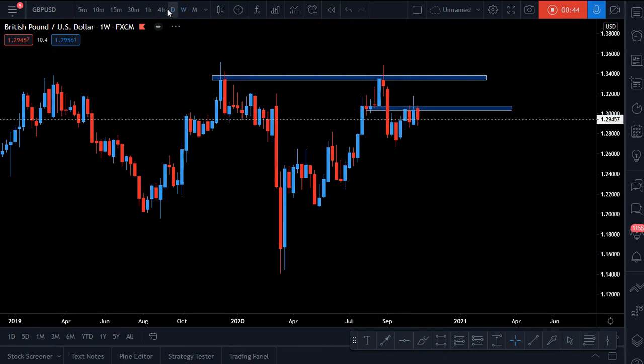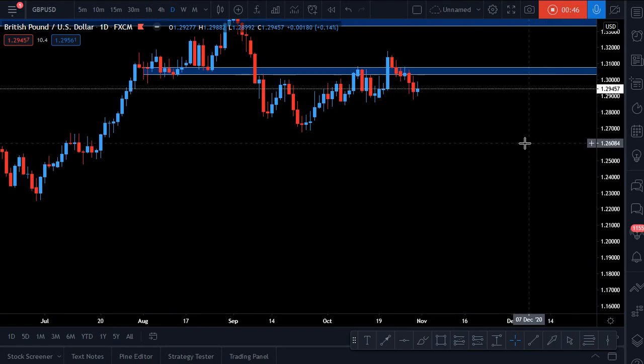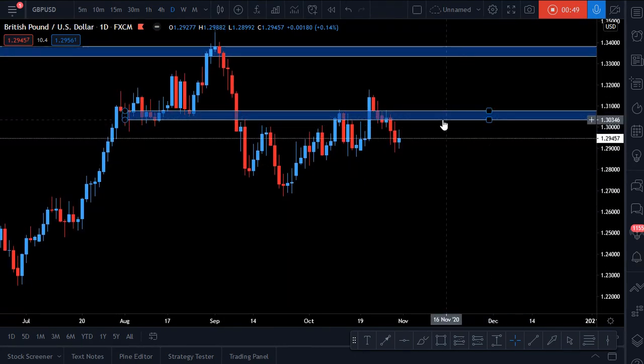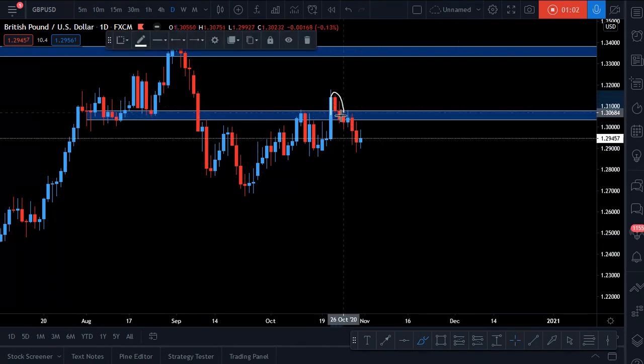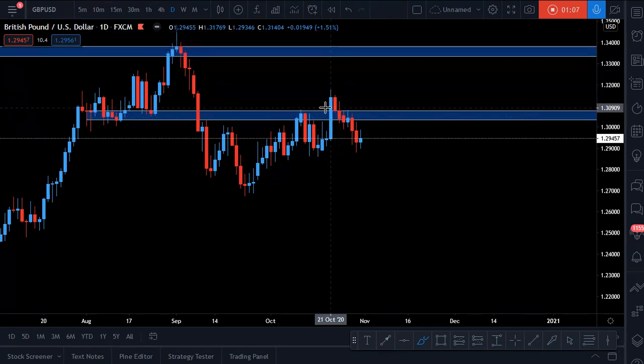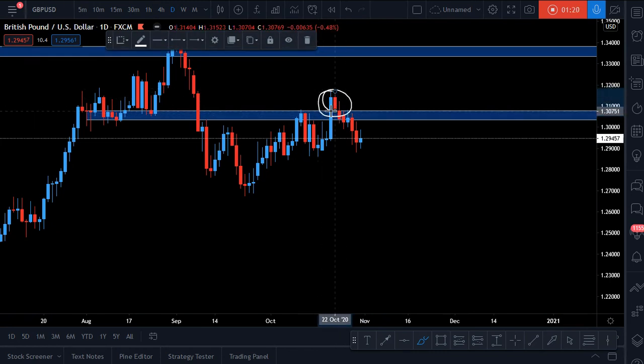So let's move down to the daily time frame and see what we have. In the daily time frame, we have almost the same structure that we discussed on the weekly time frame. This was a previous support, now turned into a good resistance. Also we see this move on the high side above this zone, which could be considered a fake out move, because if price breaks this zone on the high side, then it should continue higher, but price just broke the zone on the high side and then went all the way down. So this move is considered a fake out move.